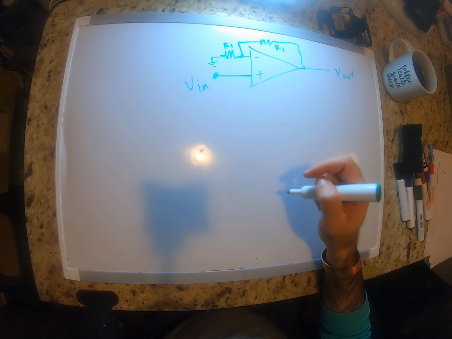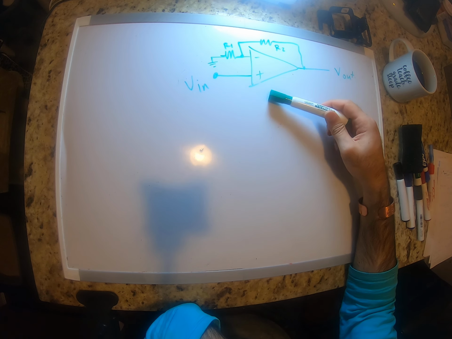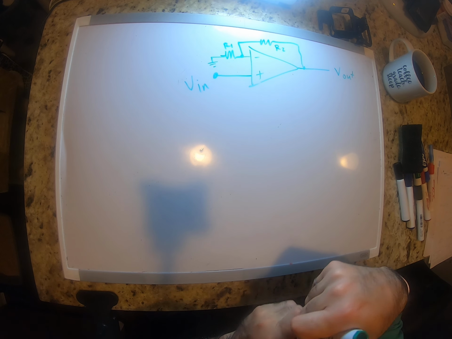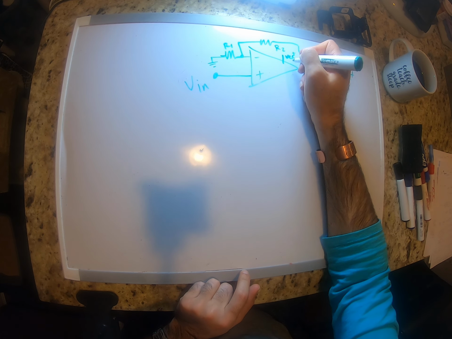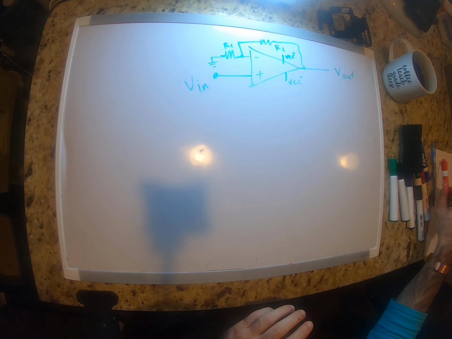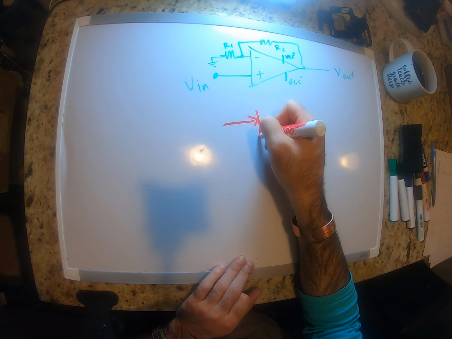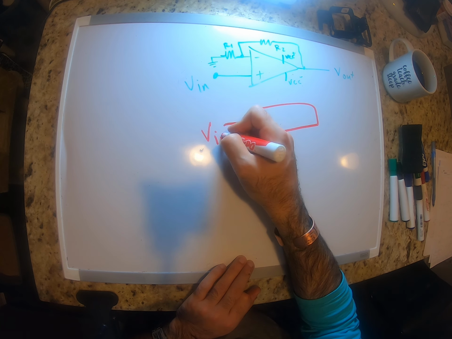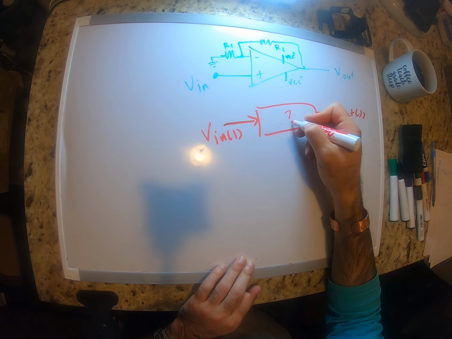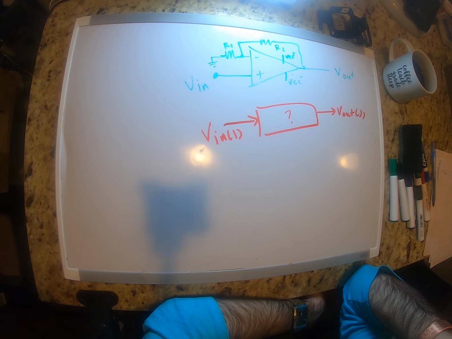Okay, so this is a non-inverting amplifier, right? We have a negative feedback, we have an op amp. Let's just say it has two power supplies, and I want to find the transfer function of this system. So that means I want to know what is the transfer function of this system, right? This is just a review of ELEX 3130.